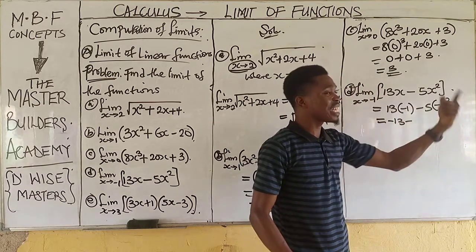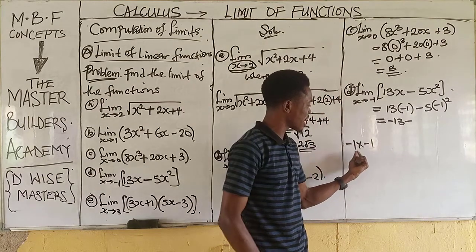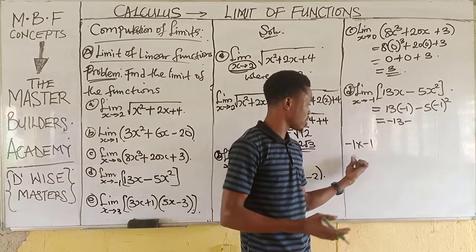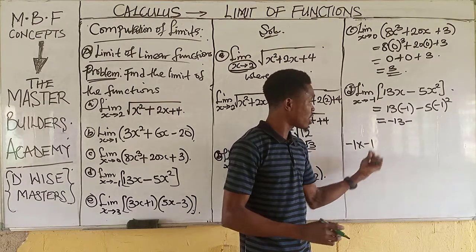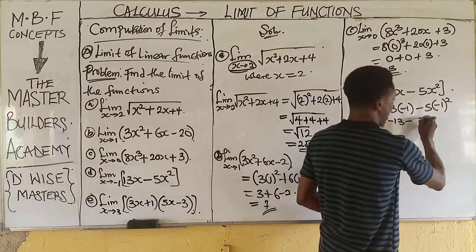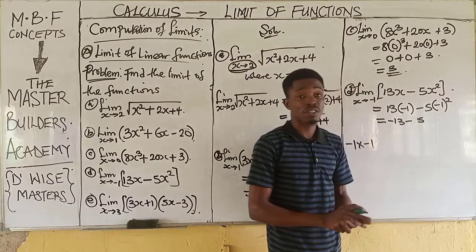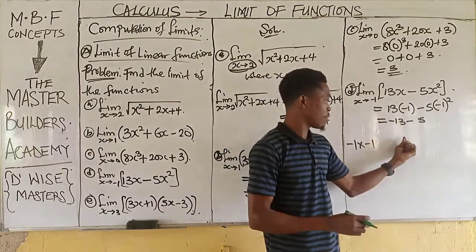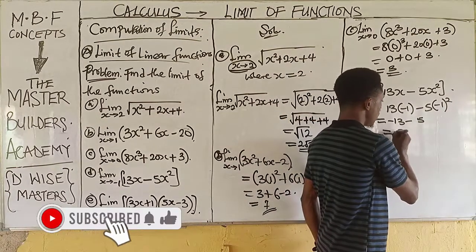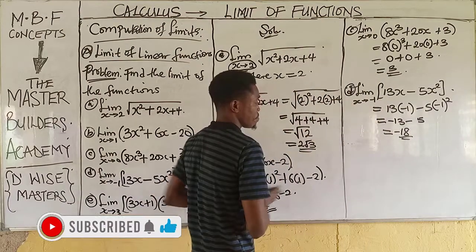Now, when you square -1, it is the same thing as -1 multiplied by -1. And you understand that the product of two negative signs will always give you a positive. So minus times minus is plus, and 1 times 1 is 1. So 1 multiplied by -5, we have -5. Now, -13 minus 5 gives us -18. So we have -13 minus 5 is -18. This is the answer to this very question.